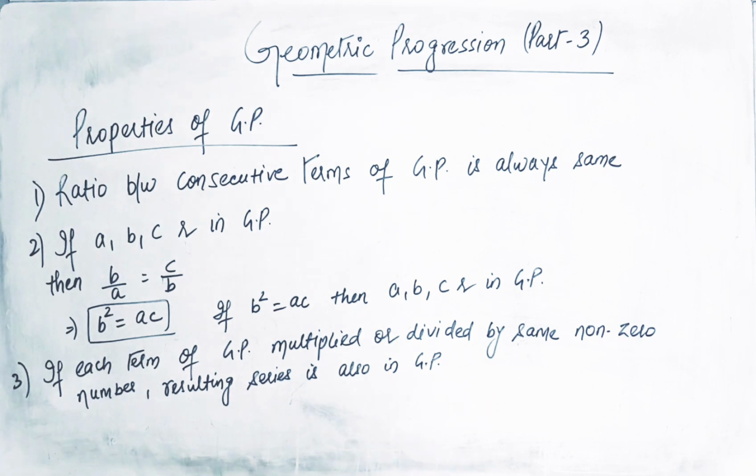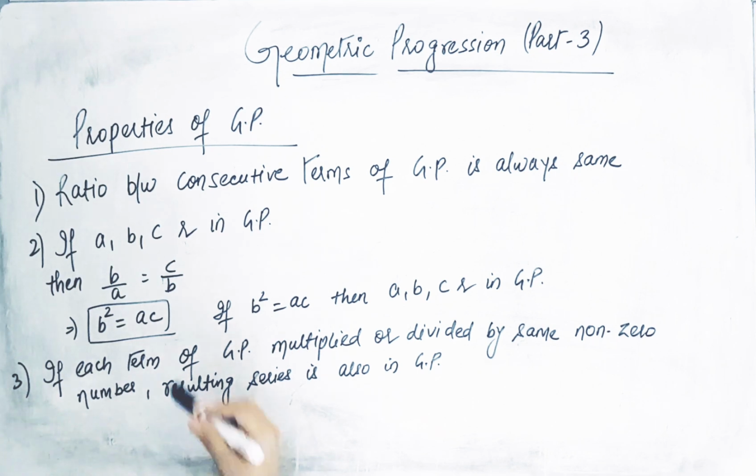So today we are going to start with geometric progression part 3. We have already studied part 1, that is how to calculate nth term of geometric progression, that is GP, and we have studied in part 2 video how to calculate sum of nth terms of GP. Now in this video we are going to discuss the properties of GP.